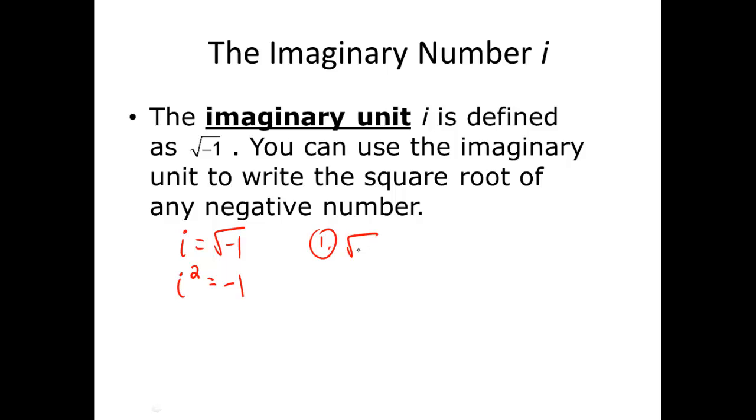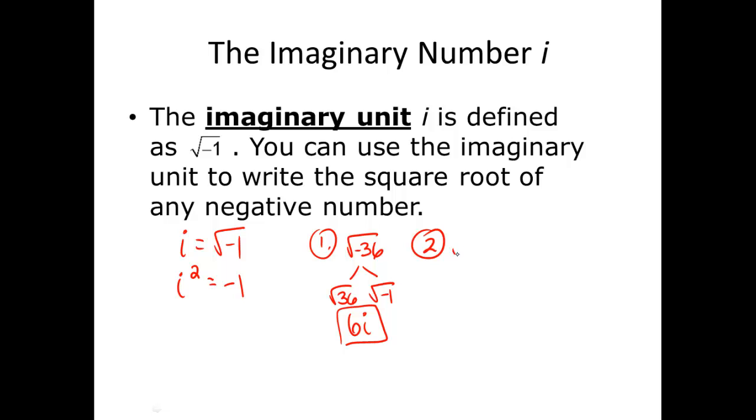Let's say we had the square root of -36. What we want to do is factor this into the square root of 36 and the square root of -1. And when we simplify this, we would get 6i. Okay, and this is how we're going to use this imaginary number in our problems. Okay, let's try a couple more.